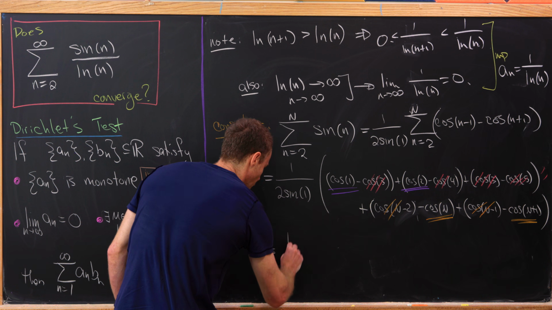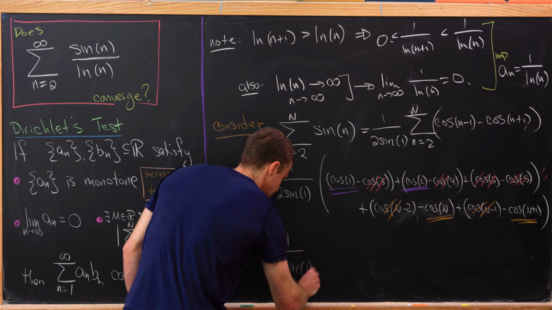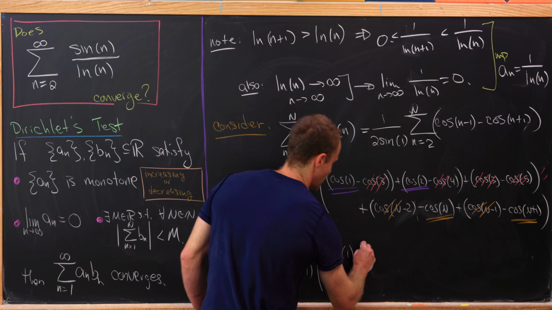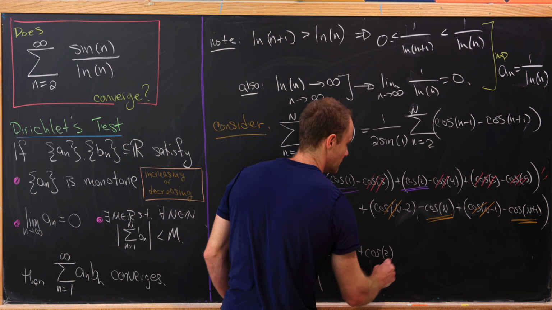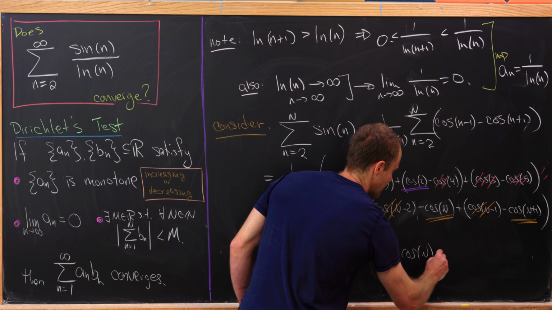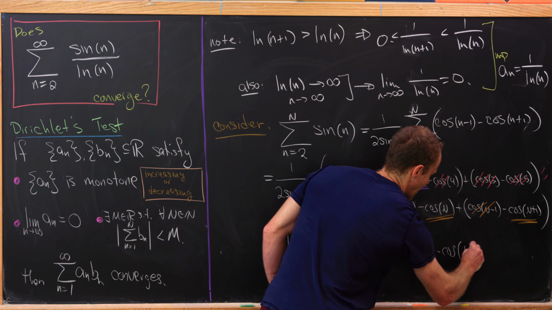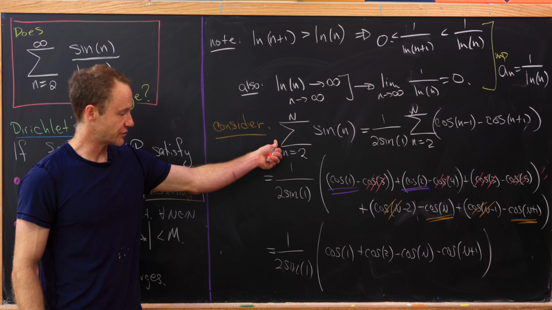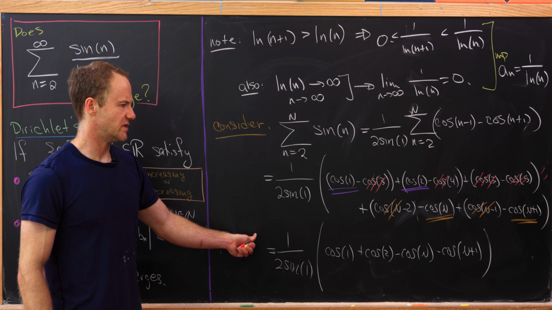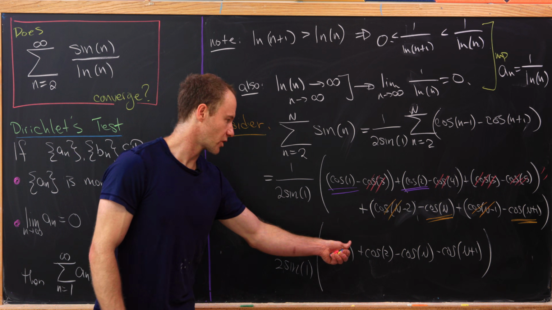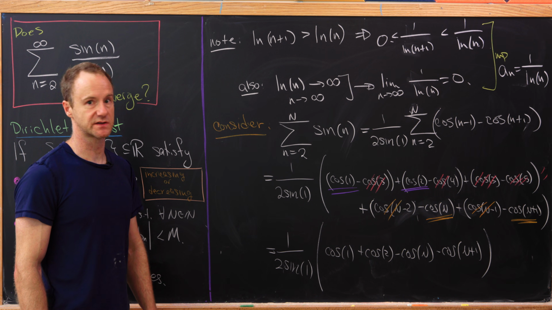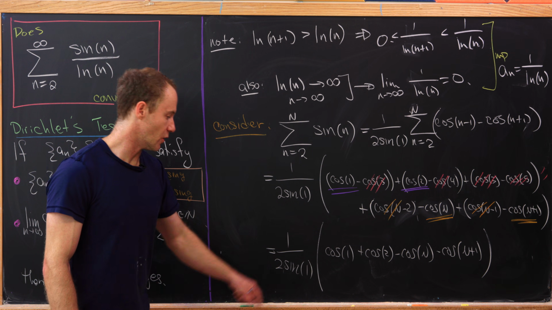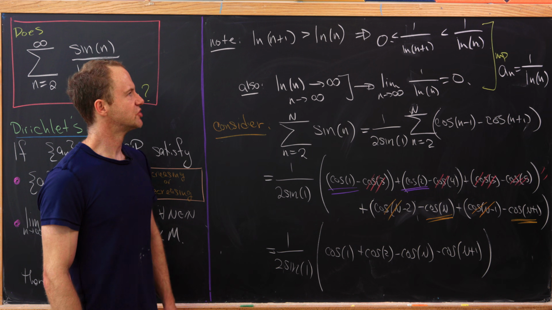So here we have 1 over 2 times the sine of 1 times, let's see, cosine of 1 plus cosine of 2, and then minus cosine of capital N minus cosine of capital N plus 1. So let's see, if we were to take the absolute value of this and then maybe use the triangle inequality, then at worst, all 4 of those terms will give us a 1, which means this is pretty clearly bounded above by 2 over the sine of 1. Okay, so we've got it.